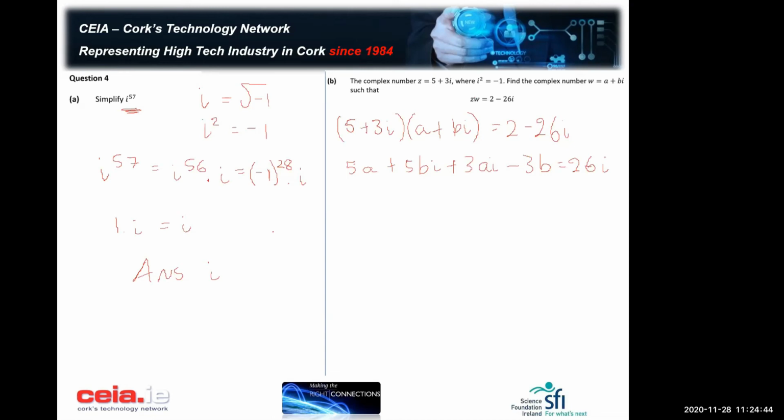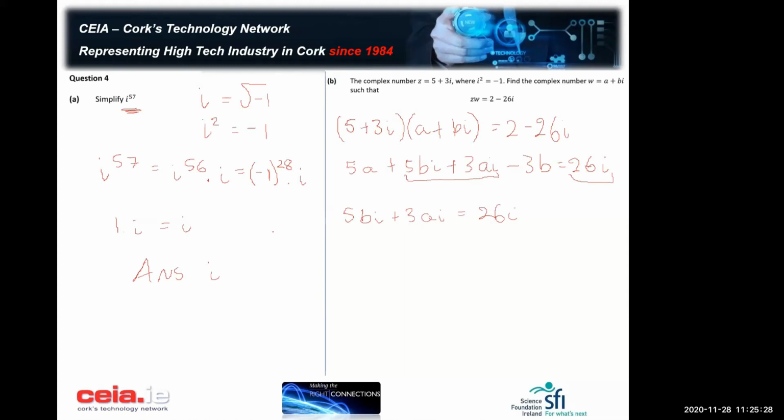Now, we have real numbers and imaginary numbers, so we need to put them together. So for instance, let's start with the imaginary numbers here. And we know that in any equation, the imaginary numbers are equal to the imaginary numbers and the real numbers are equal to the real numbers. So that being the case, we know that 5bi plus 3ai is equal to 26i. We know that for a fact.